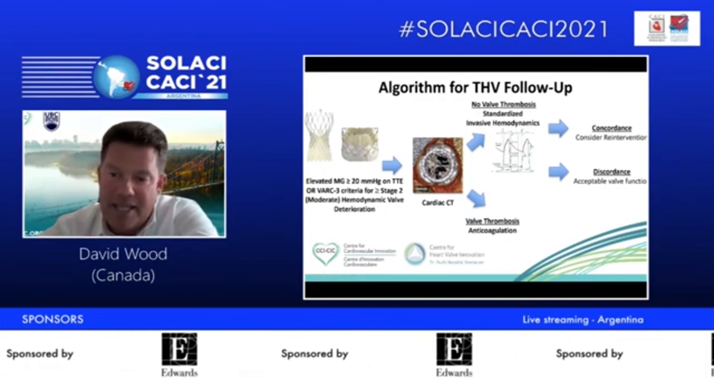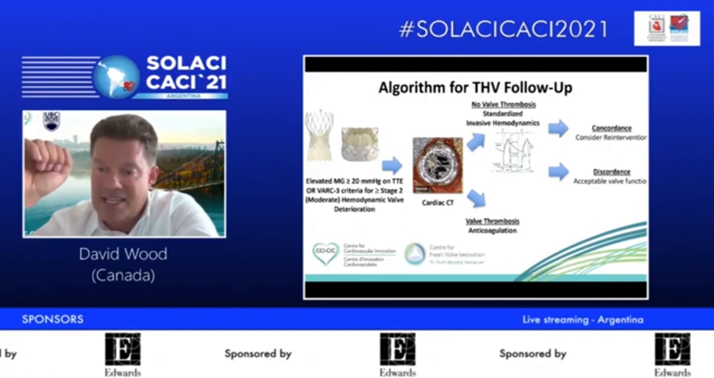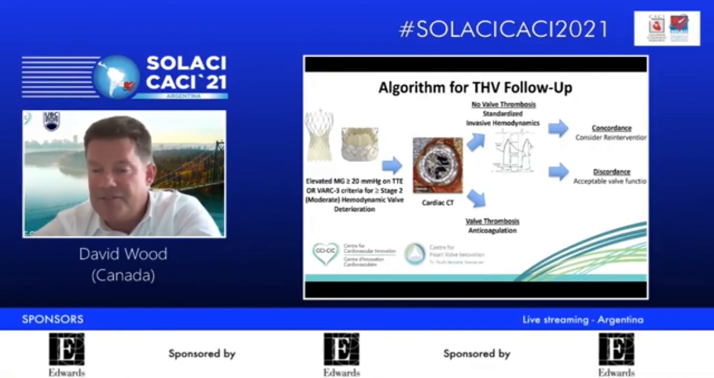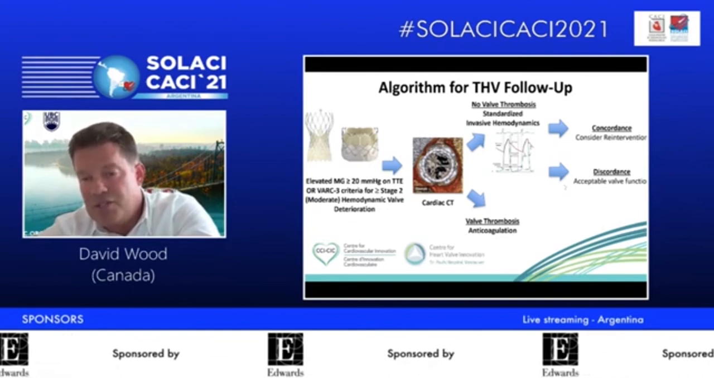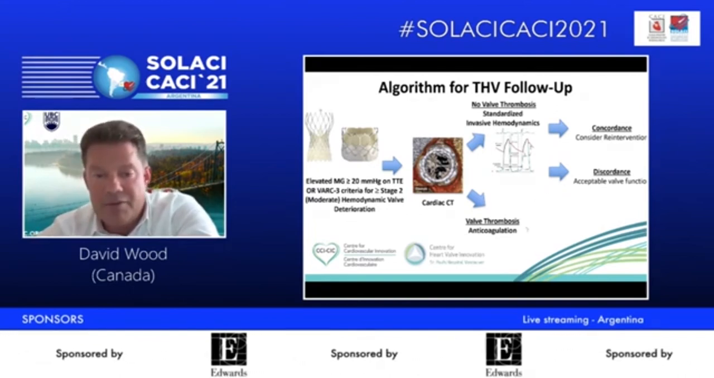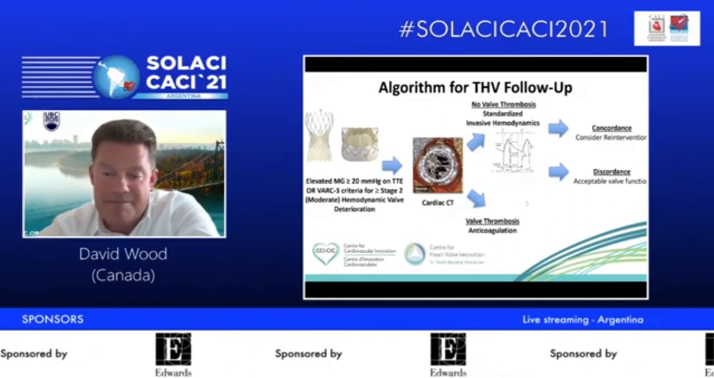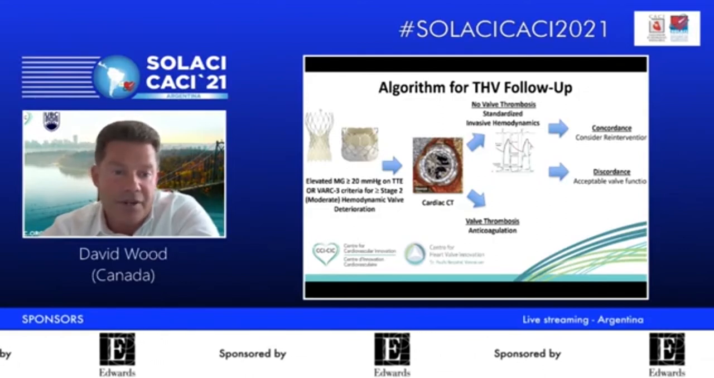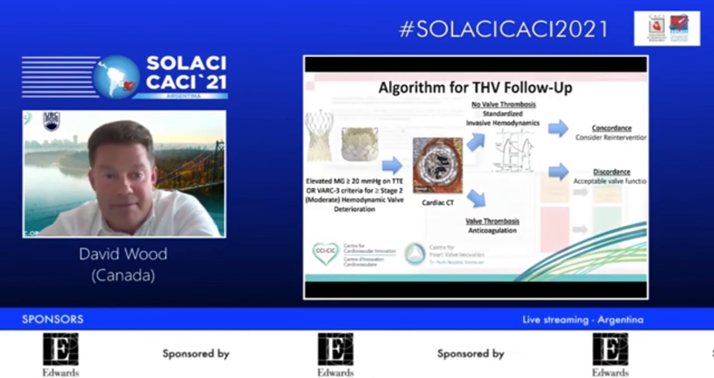But if not, we bring them back for invasive hemodynamics with an on-table echo. If the two line up, like in that second case, we might do a valve-in-valve or a late redilatation. But if they don't, and this is crucial, we think that those patients do not require any further intervention. And unfortunately, we've seen reintervention in patients that perhaps did not need it. And I think that's why this became so clinically important for our group in Vancouver.